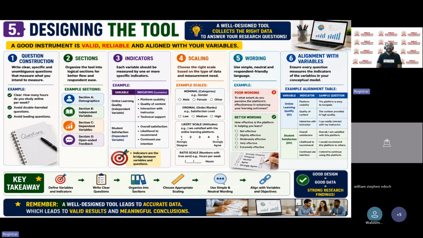To sum up: good design, good data. Good data, strong research findings. If you have a well-designed data collection tool, it will give you accurate data. Of course, your analytics will be better, the results will be better, and the conclusions you make will also be good. I hope you have learned how to design the tool, because each one of you has your own micro research. So use your micro research and follow all the 6 steps.